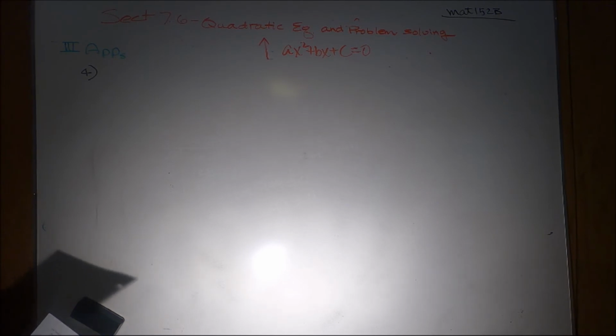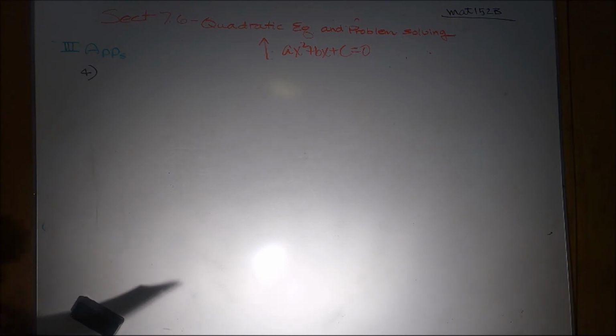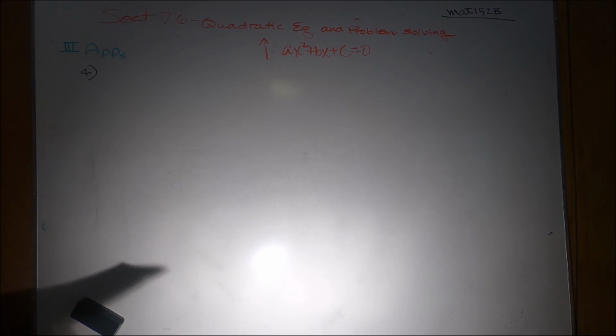Let's look at number 4. We are on page 21. Okay, number 4, it says, the product of two consecutive integers is 420. Find the two integers, right? What does consecutive mean? It means one after the other, right?